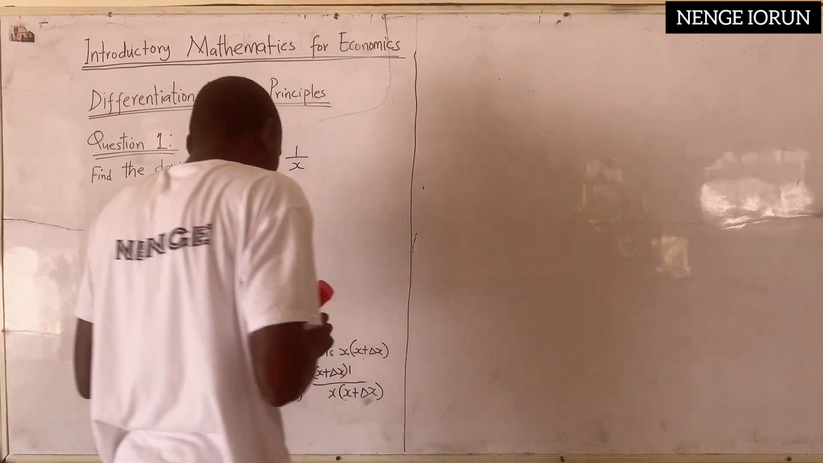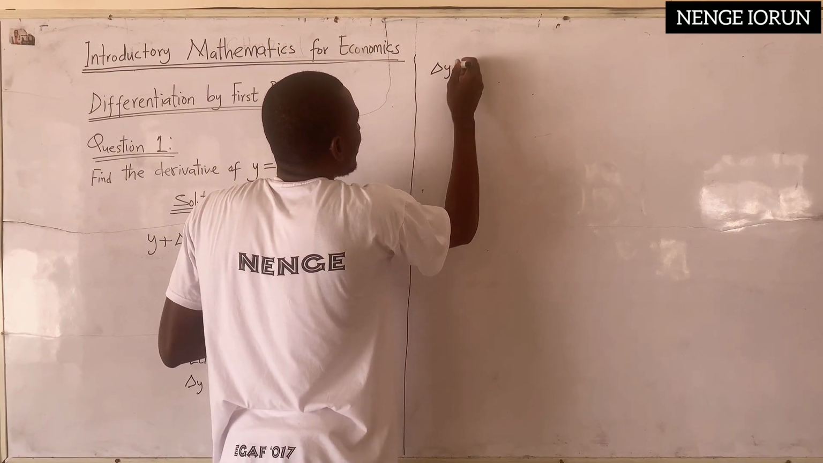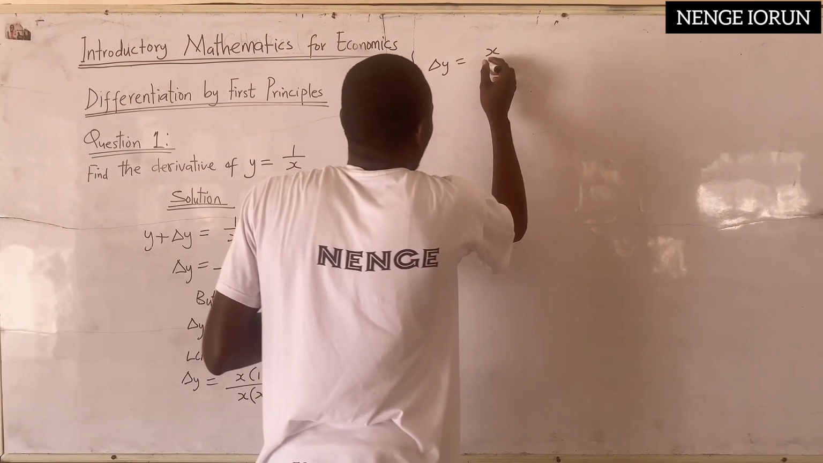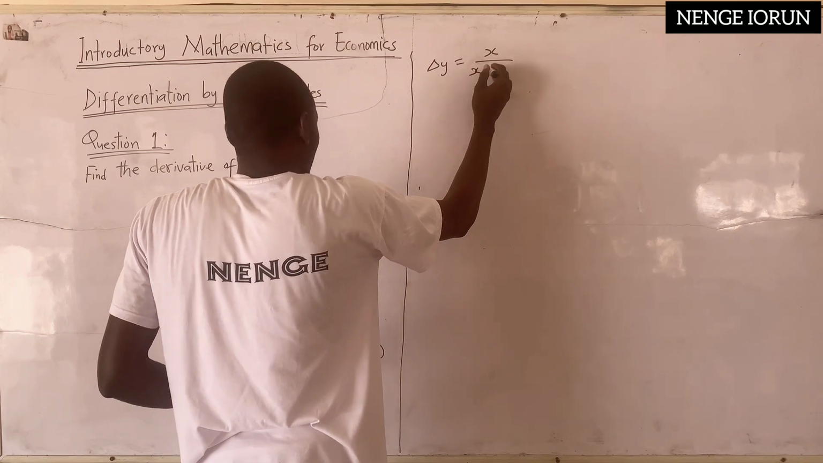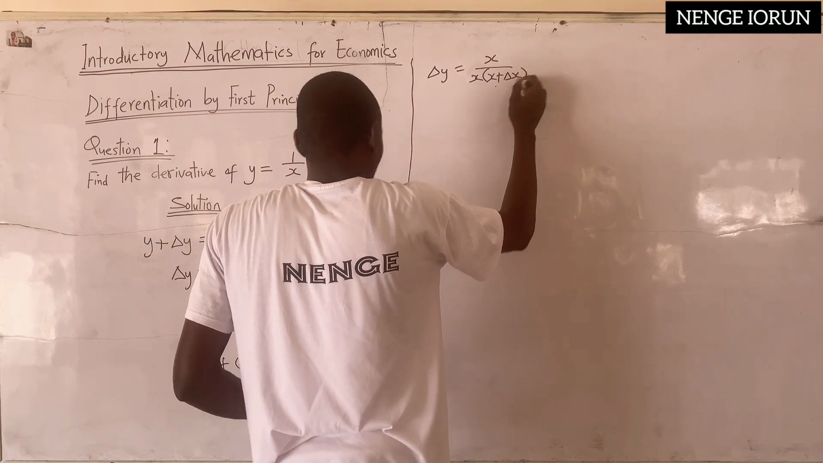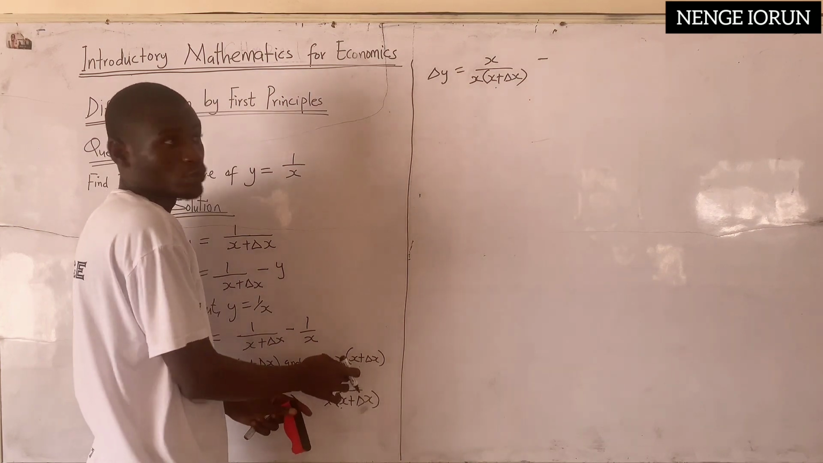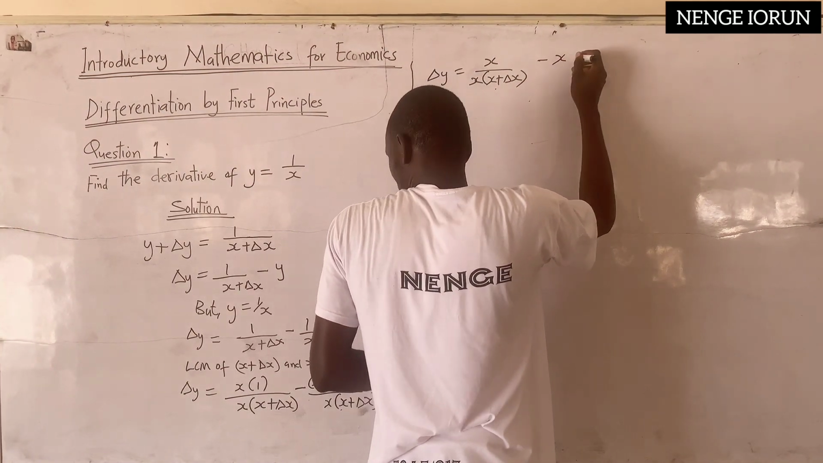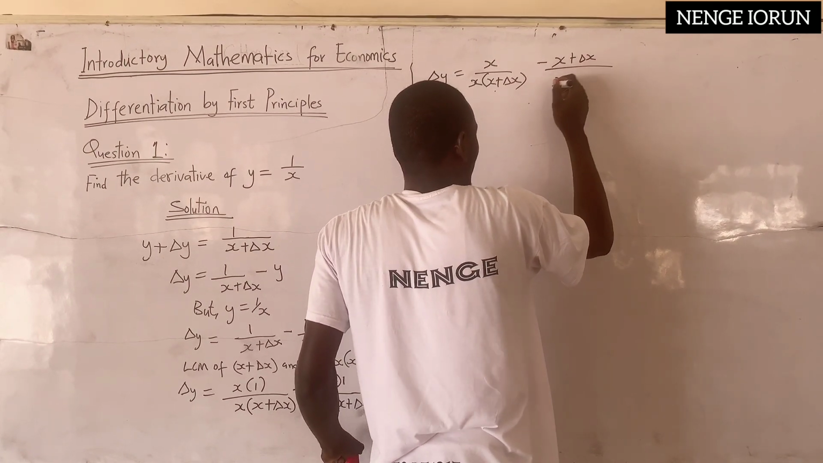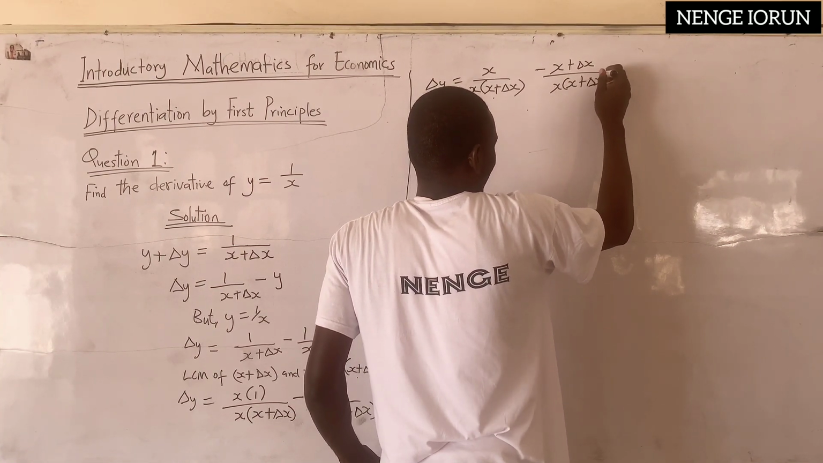So now, you have delta y is equal to x times 1 is x, then over x into x plus delta x, then minus x plus delta x times 1 is x plus delta x, all over x into x plus delta x.